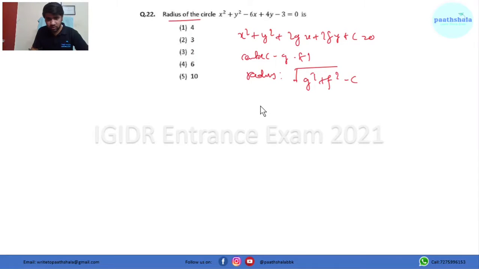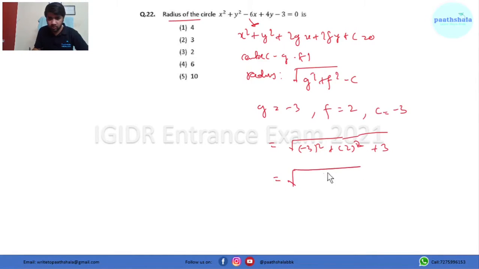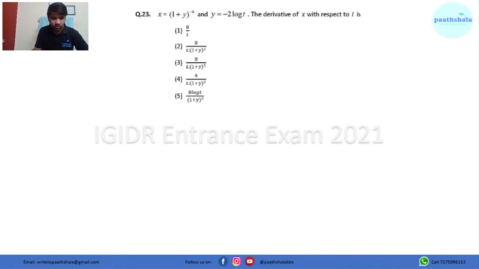So the value of g is minus 3, and the value of f, if we compare these two equations, will come out to be 2, and c is minus 3. So radius will come out to be under root minus 3 square plus 2 square, and minus minus plus 3. So finally it is coming out to be under root 9 plus 4 plus 3. So at the end this will come out to be root 16, or finally 4. So option 1 is the right option. Now let's move to the next question.